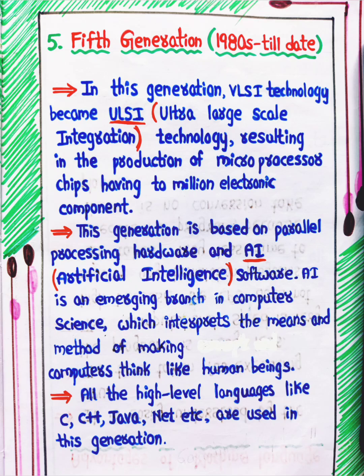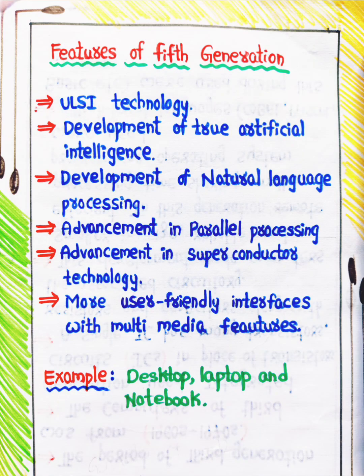AI is an emerging branch in computer science which interprets the means and method of making computers think like human beings. All the high-level languages like C, C++, Java, .Net, etc. are used in this generation.